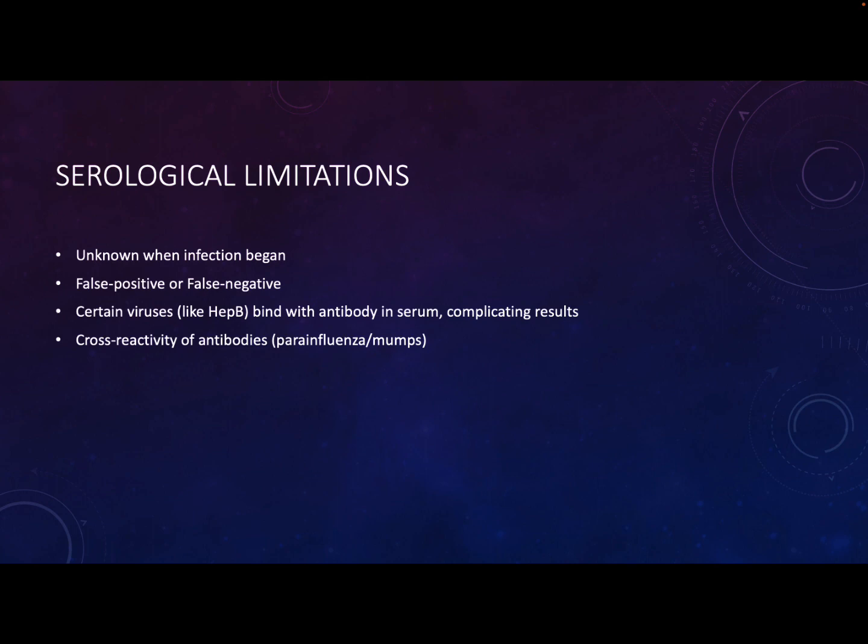And again, cross-reactivity of antibodies, parainfluenza and mumps, for example, the yellow fever, West Nile, dengue complex. Sometimes the antibodies are so specific, if you're not testing for the exact right surface proteins, you're not going to get a positive result. So things like rhinoviruses tend to be very specific.